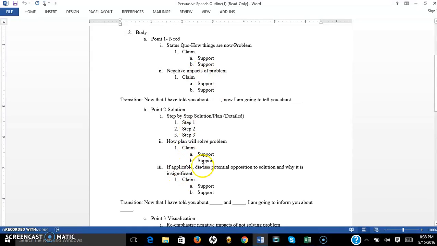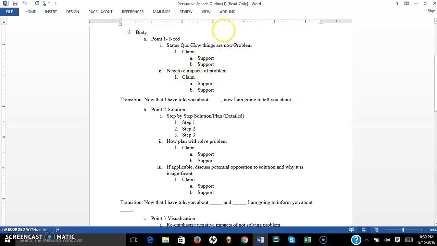Then, if applicable, you can discuss potential opposition to the solution and why it is insignificant. So if you're talking about specifically legalizing marijuana, there are 2 strong fronts on this, the people that are pro and the people that are against. So you may want to take time here to discuss, well, this is the biggest problem that people against my solution have with the solution, and then show why that problem that they see is insignificant compared to the potential positive effects of solving that problem. Are you with me still?